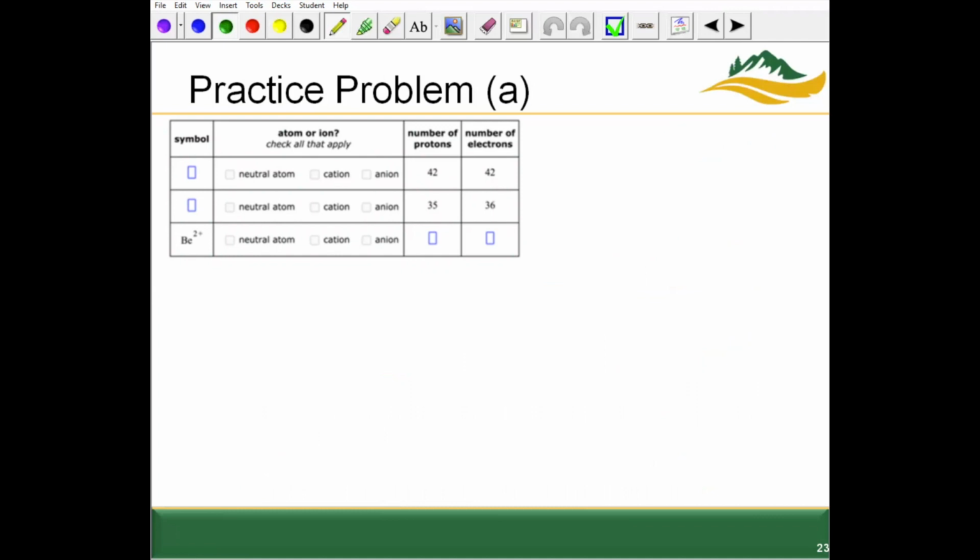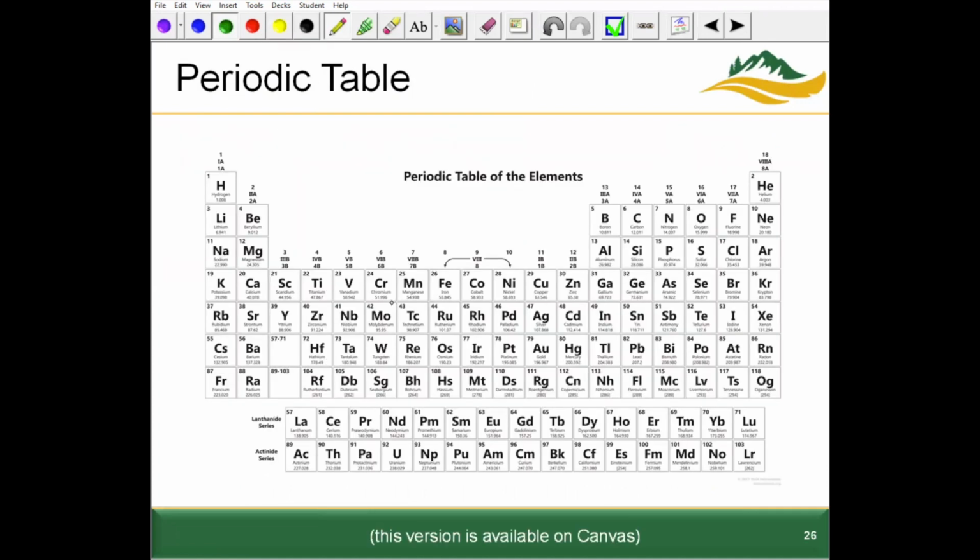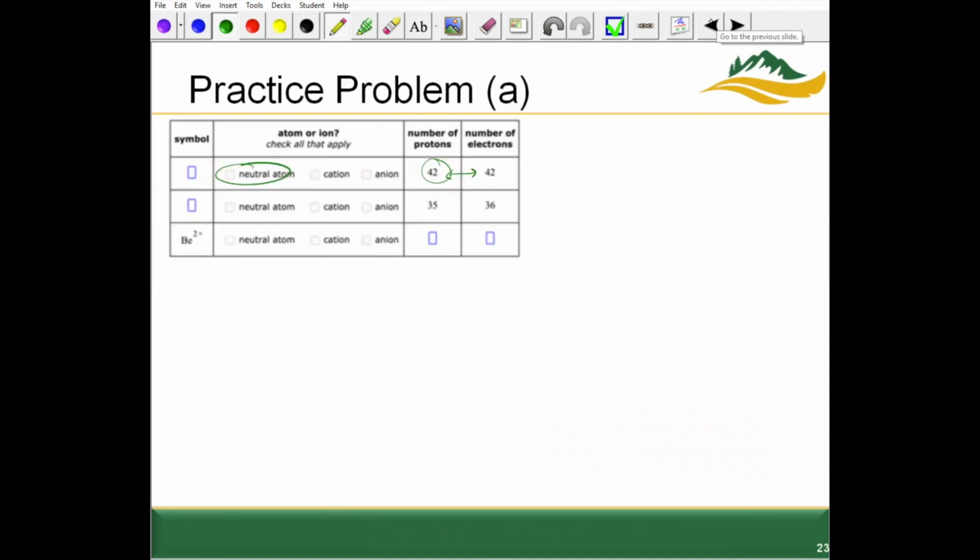Let's go ahead and now work on this one. So we saw that 42 protons, 42 electrons, that's got to mean this is a neutral atom, right? It doesn't have any fewer electrons or any more electrons than it does for the protons. How do we figure out what this element is? Well, we go based always on the number of protons, so 42. 42 protons, therefore atomic number 42, so this is Mo. This is molybdenum. So for molybdenum, we'll put it right here.